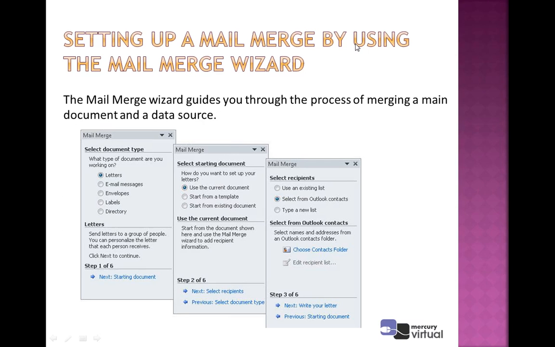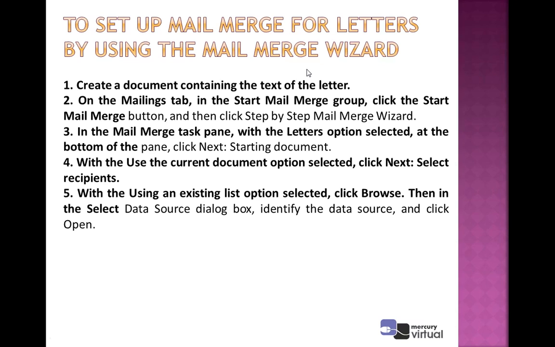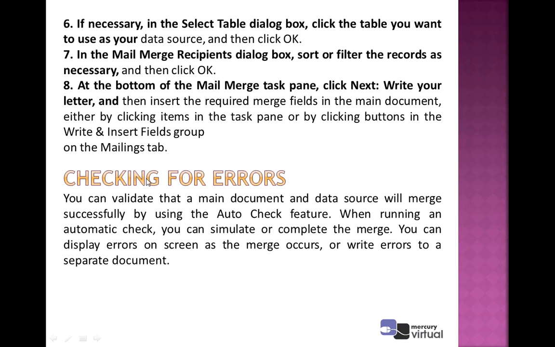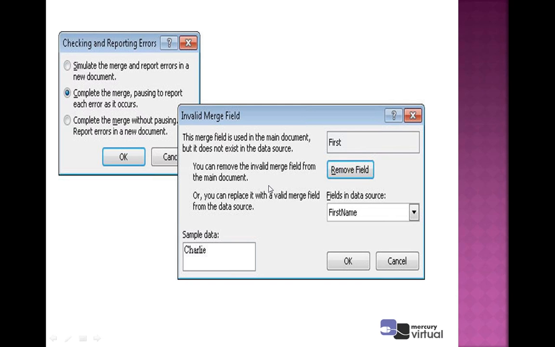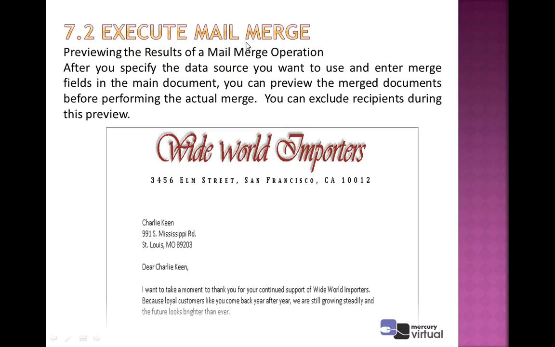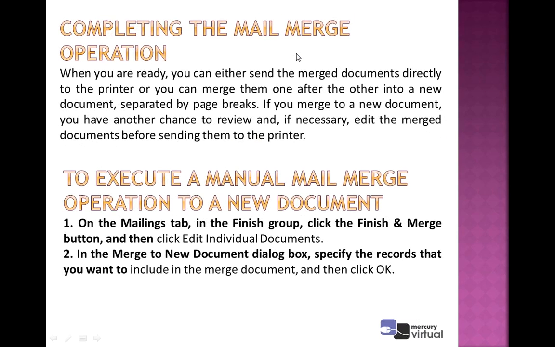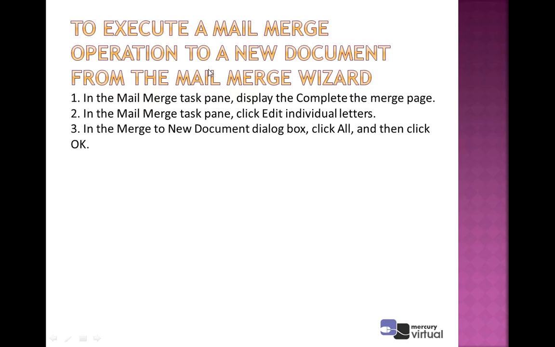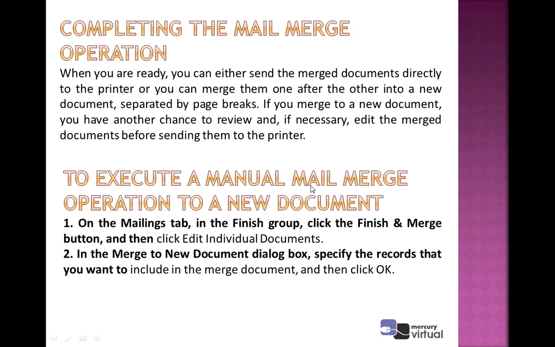How to set up manual mail merge, how to set up the mail merge wizard. So there are two options available. And then there is an option how to check for the errors in the mail merge operation. Then 7.2 is how to execute the mail merge operation, or you can preview the results of a mail merge operation. Next, how to complete the mail merge. You can complete the mail merge by using either the mail merge wizard or the manual method.